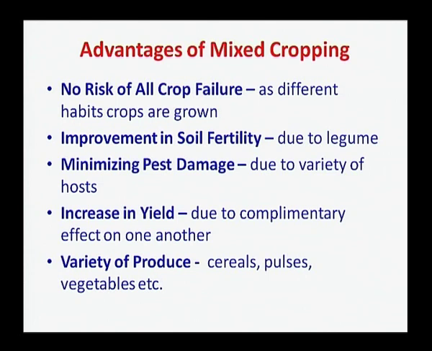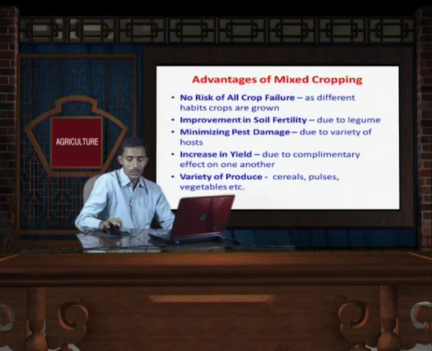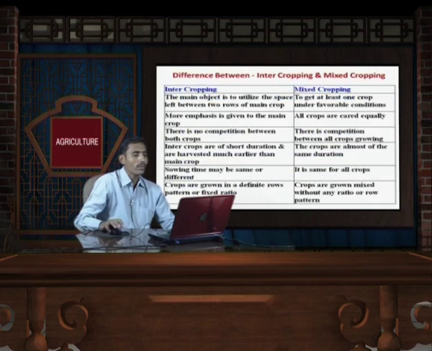And yield is also increased due to the complementarity effect of one crop on another. So the overall yield of the cropping system is increased, and there is also a variety of produce due to mixed cropping, because cereals are mixed with pulses and vegetables. So a variety of produce is there in mixed cropping.